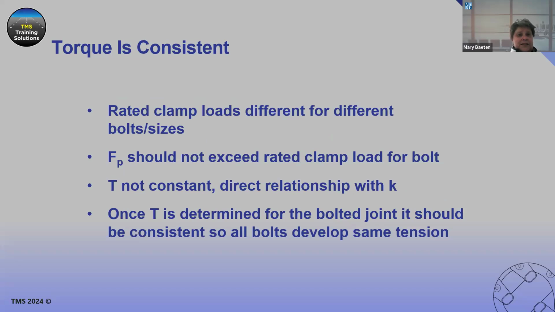However, now torque does need to be consistent. Once we've determined what the torque value is to achieve the clamp load within that particular bolt, we should always be able to create the same force in it. So once it's determined, the bolted joint should be consistent. So all bolts develop the same tension if we turn it to the same torque value.